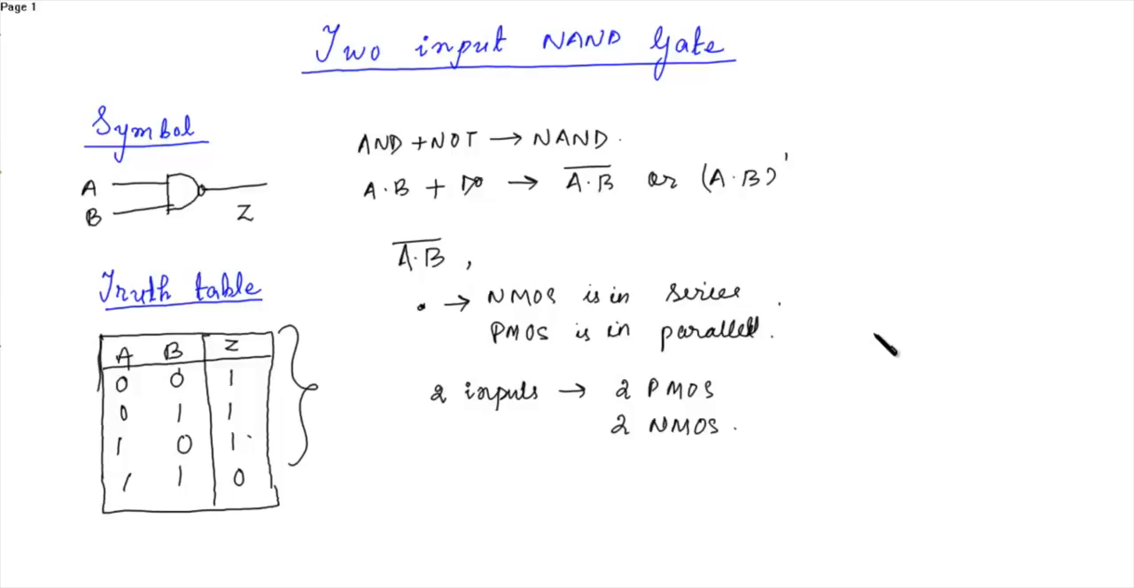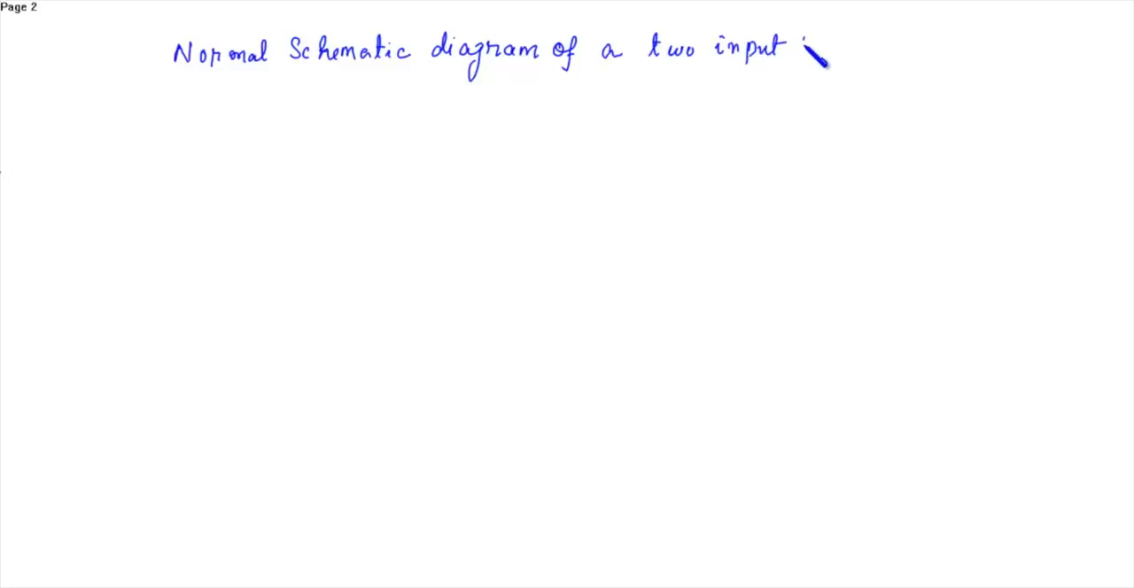Now, let's move to the schematic of a two-input NAND gate. First, we'll see the normal schematic diagram of a two-input NAND gate.